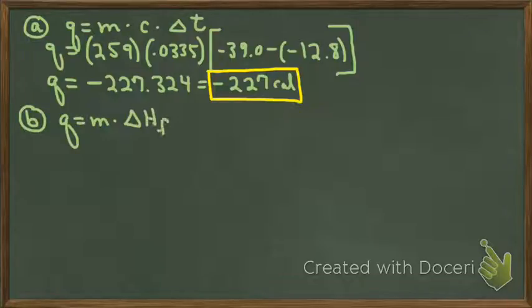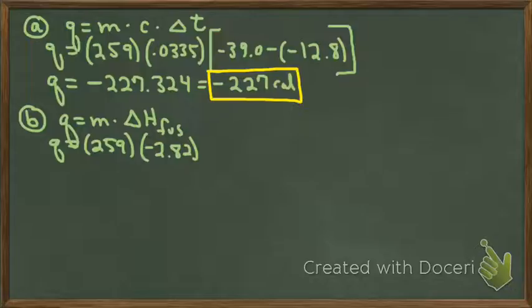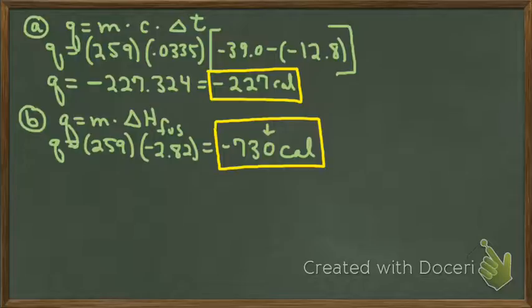Stage B, I am now going to freeze the mercury, so I'm going to use my formula for freezing, mass times the heat of fusion. The mass is still 259 grams. Notice heat of fusion, even though the value is 2.82, since we're removing heat, I make that a negative value, and we remove 730 calories. Again, this is an exothermic process. 730 calories are removed in solidifying the mercury. Notice my arrow is telling me that that zero is in fact significant.